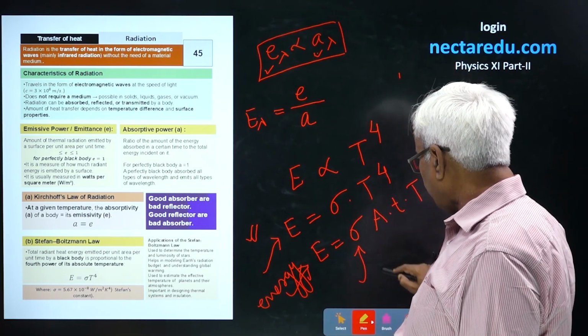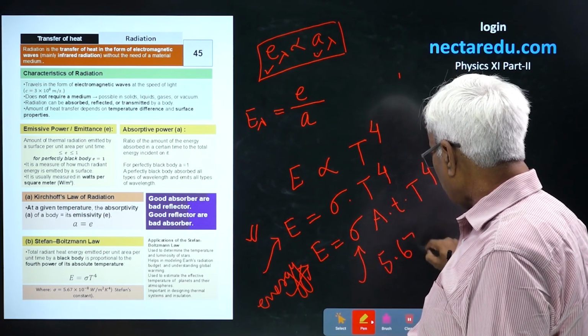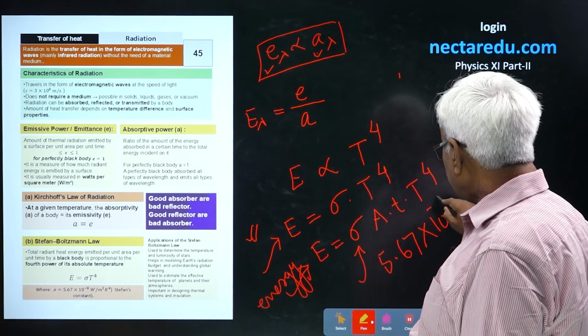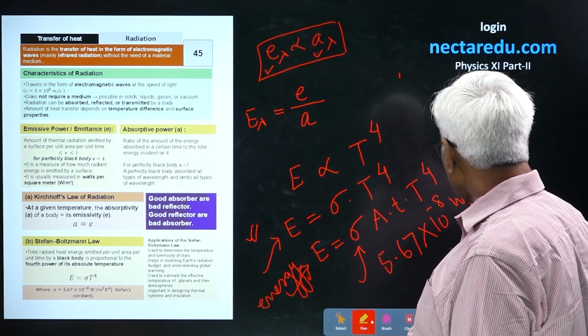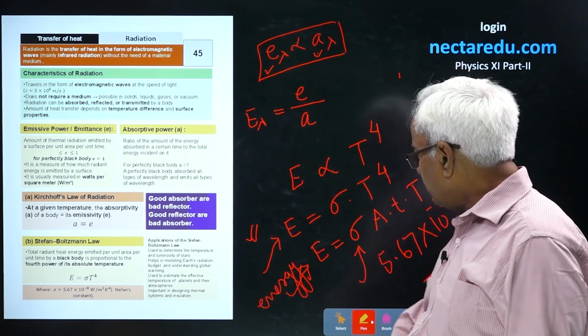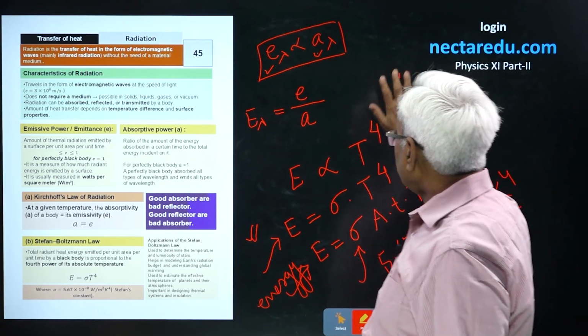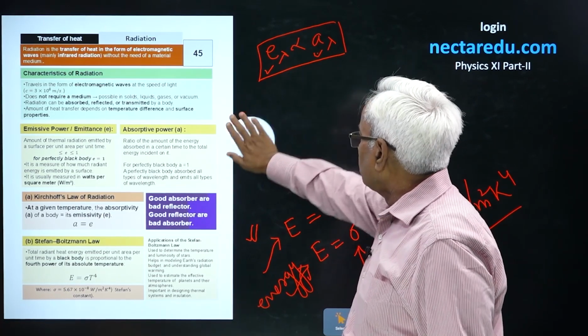Sigma is known as Stefan's constant. It has the value 5.67 times 10 to the power minus 8. This is in watt per meter square Kelvin to the power 4. But remember, this relation is going to be true or applicable only for the black body.